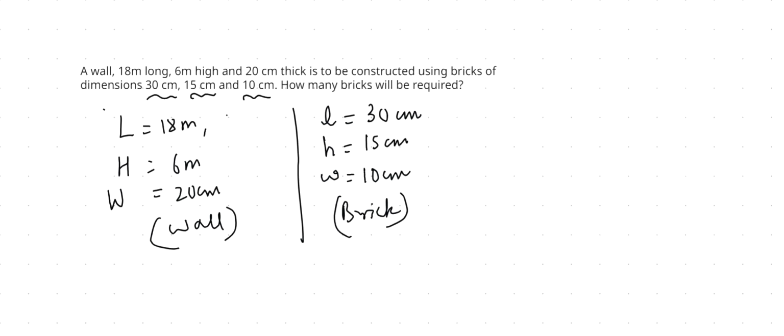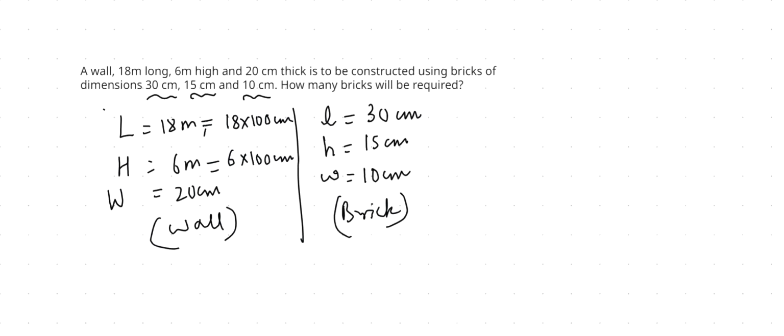So majority of the dimensions are in centimeters. So we will convert the length of the wall into centimeters. 18 into 100 centimeters. Likewise, the height 6 meters is 6 into 100 centimeters. This will help us to perform the calculations easily.